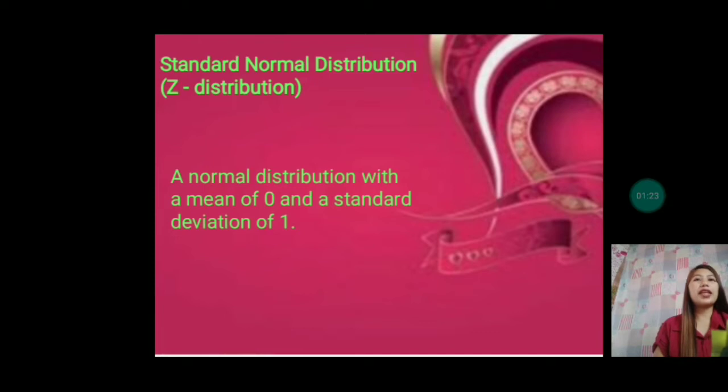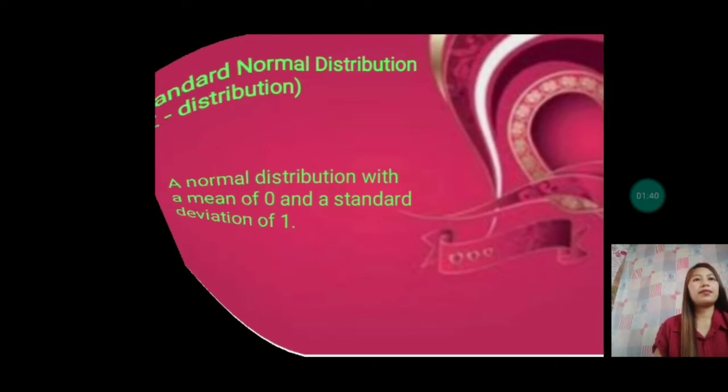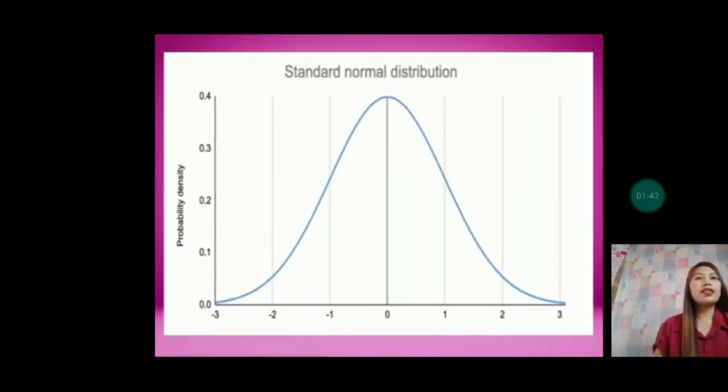Now let us proceed to the standard normal distribution or the Z distribution. A normal distribution with a mean of 0 and a standard deviation of 1. Here's an example of a standard normal distribution. As you can see, the mean here is 0 and the standard deviation here is 1.